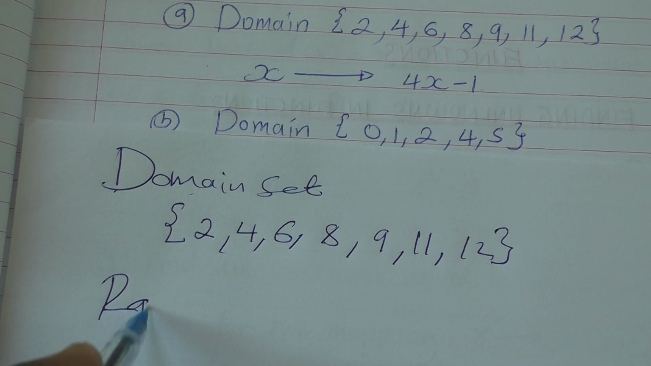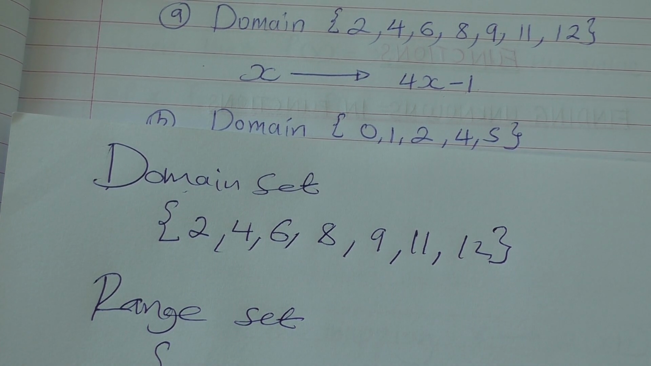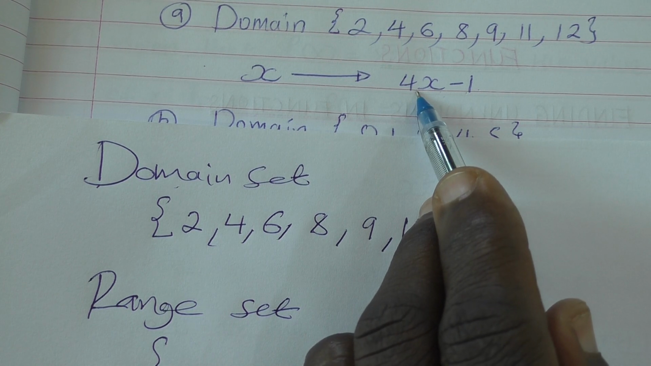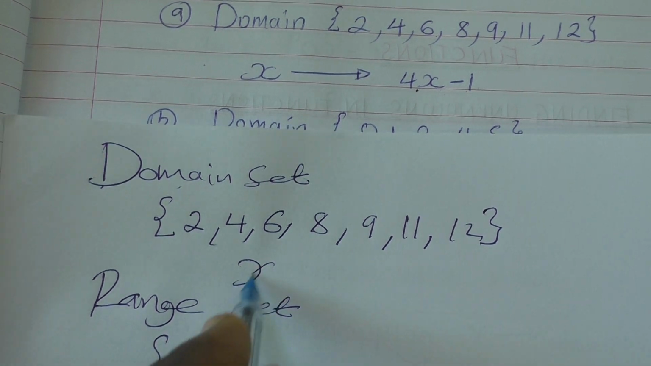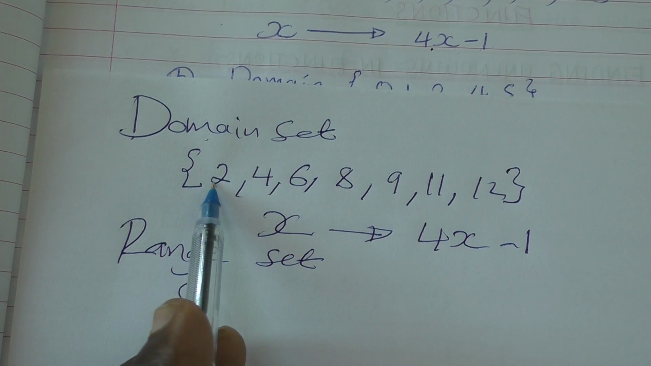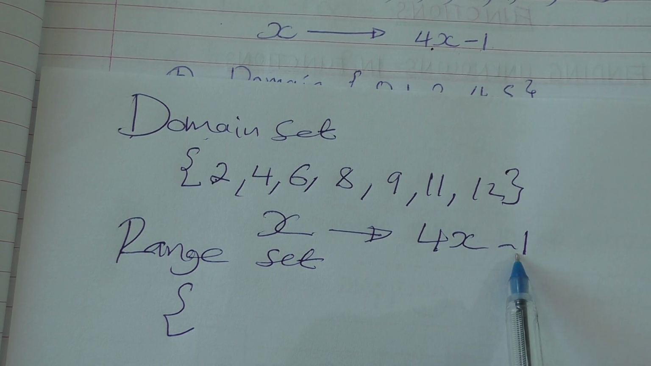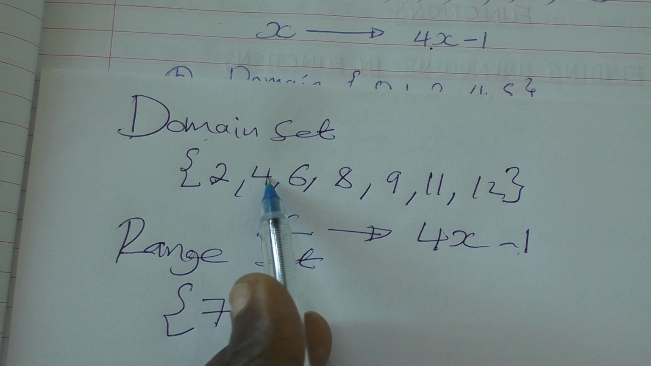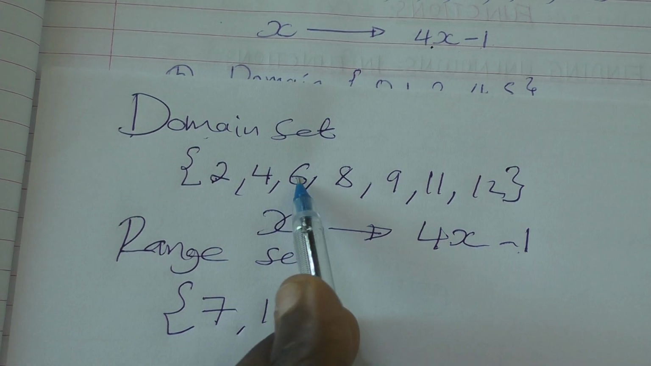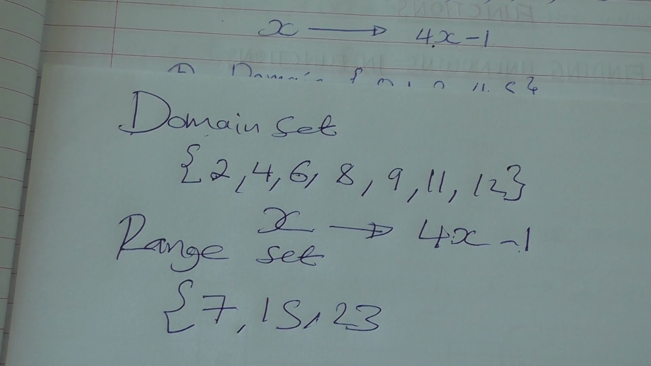But the range set will be determined basing on our function or mapping, whereby we are told that x maps to 4x minus 1, meaning that 2 will be 2 times 4, which is 8, minus 1 to give us 7. 4 times 4, 16, minus 1 to give us 15. 6 times 4, 24, minus 1 to give us 23, and so on and so forth.